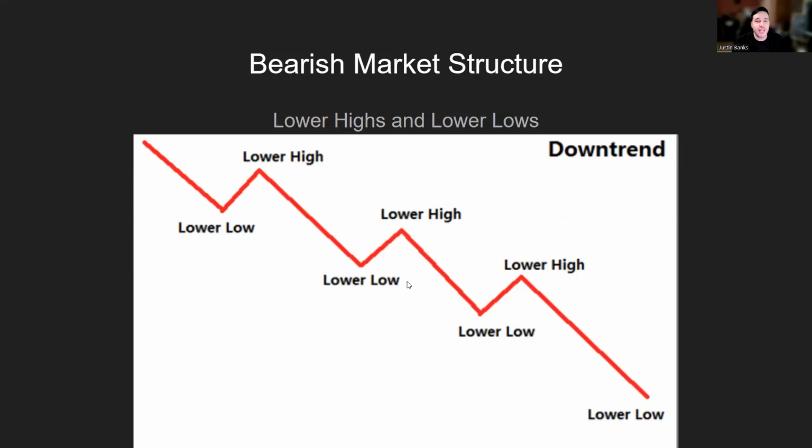Now, coming into the next market structure that we need to know, it's going to be a bearish market structure. Simply put, a bearish market structure or a downtrend is going to be lower lows and lower highs, lower lows, lower highs, lower lows, lower highs, and lower lows. And we'll continue this trend until there is a reversal in the market.